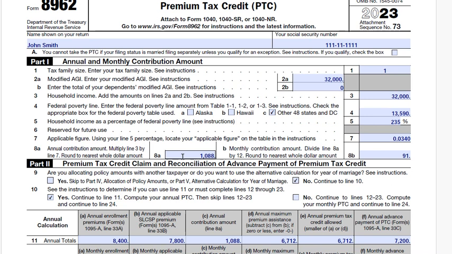Line 8A is to multiply line 3 by line 7. So 32,000 times 0.0340 is 1,088. Line 8B, divide 1,088 by 12. So we divide 1,088 by 12, we get something like 90.66, and then round to the nearest whole dollar. So 90.66, we round it to 91.